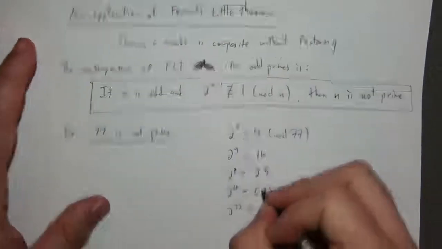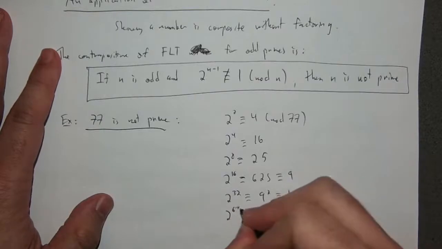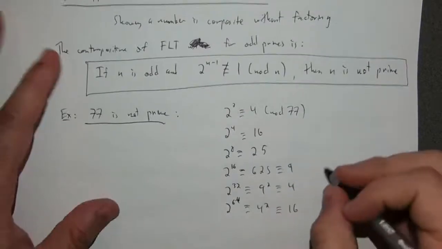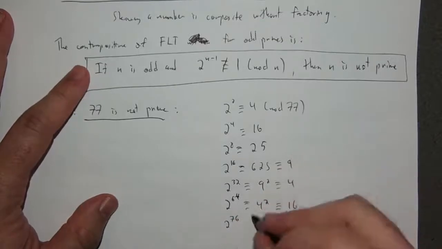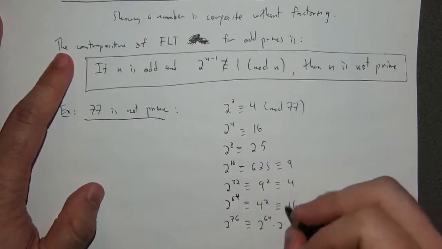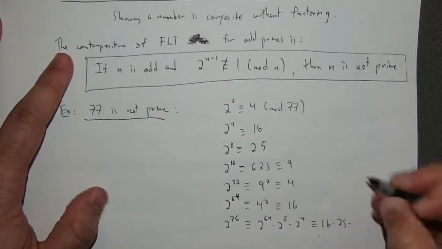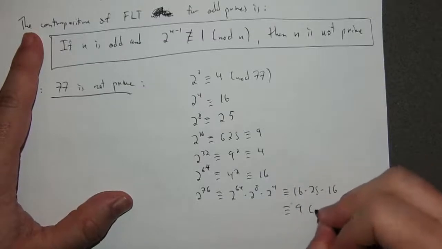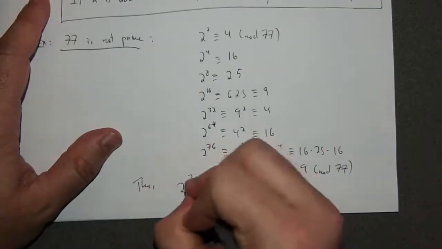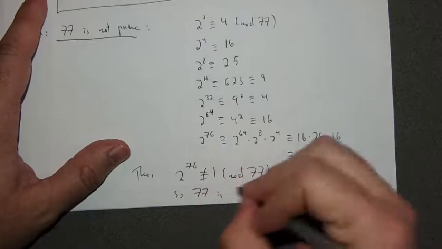2 to the 32nd is congruent to 9 squared, which is 4 mod 77. 2 to the 64 is congruent to 4 squared, which is 16 mod 77. And then lastly, the last one I need, 2 to the 76, I can get from 2 to the 64 times 2 to the 8th times 2 to the 4th. So this is 16 times 25 times 16, which turns out to be congruent to 9 mod 77. Thus, 2 to the 76 is not congruent to 1 mod 77, so 77 is not prime.